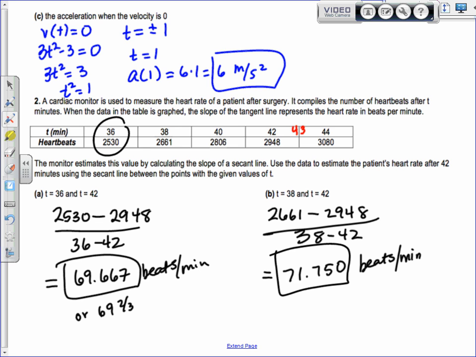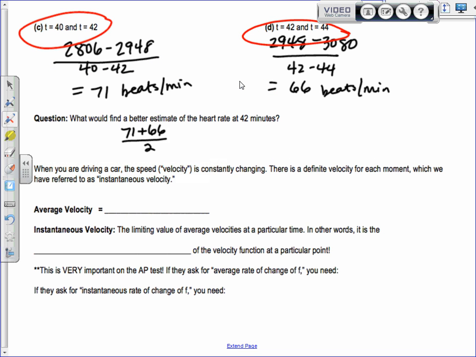So it's like, oh, well, I got this. Just make sure you write the units, because a lot of times you get a point just for having the correct units. Isn't that exciting? You could totally not know how to do the problem, but you could be like, oh, it's going to be a rate, so it's going to be beats per minute, and then you get a point.